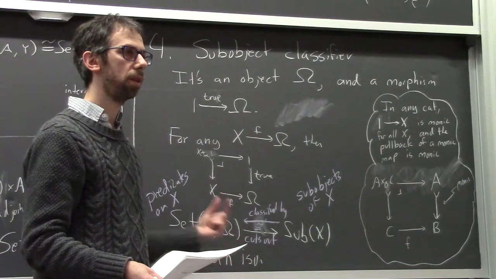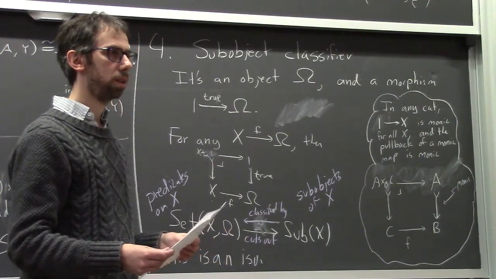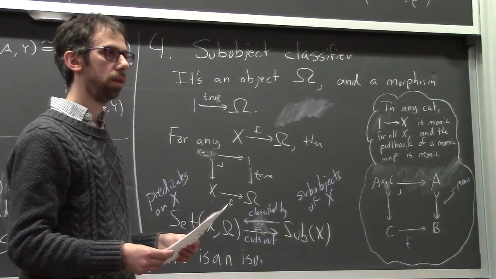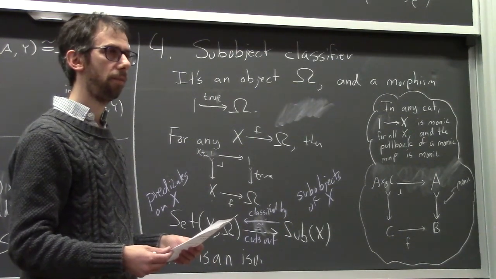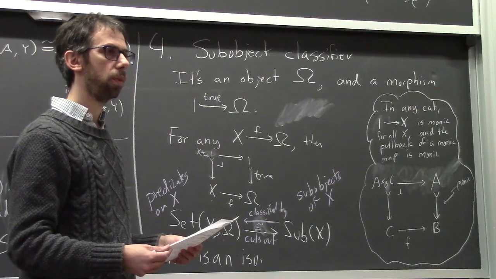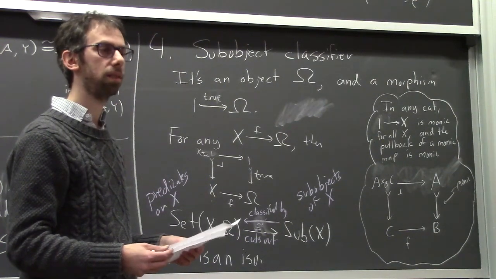Right. So I guess what I was asking was, intuitively, a subobject of a set is a subset, but the way you would formally define it is as an equivalence class of monomorphisms into the object. Yes. Okay.